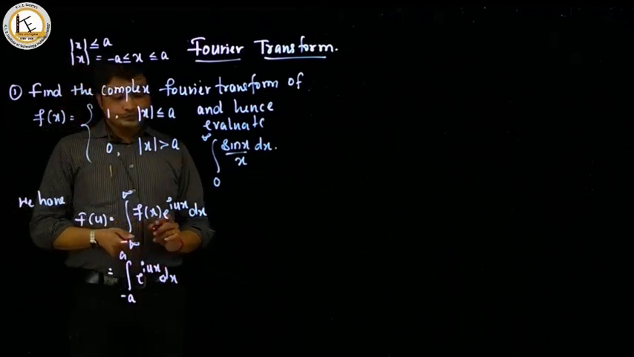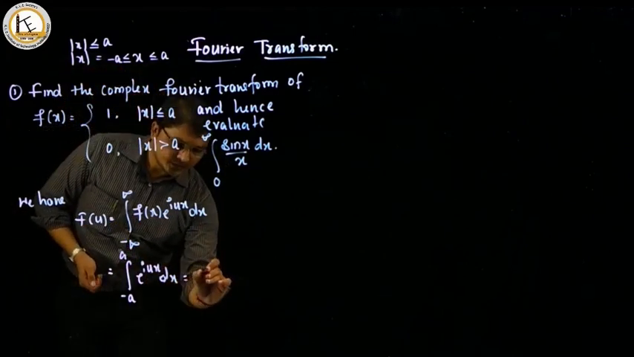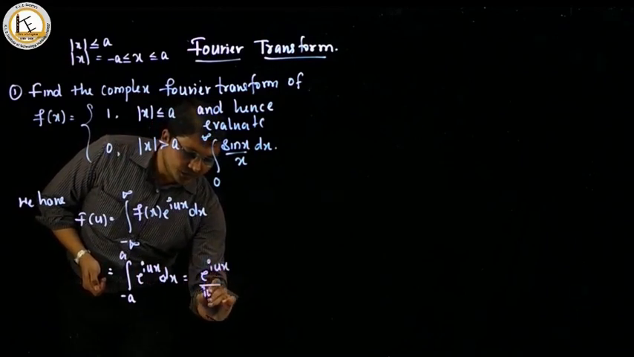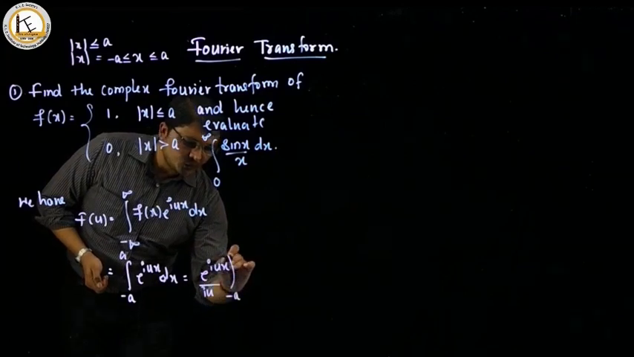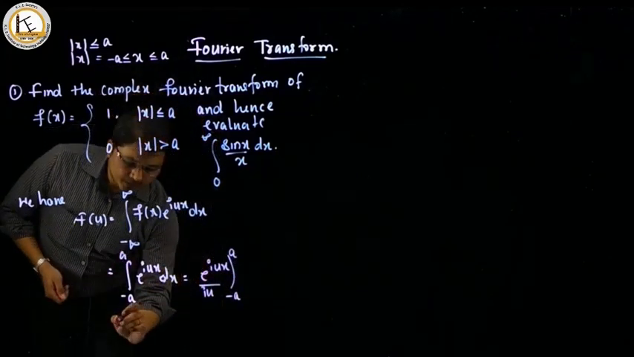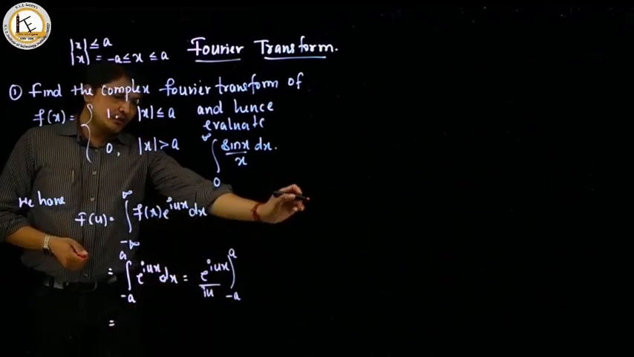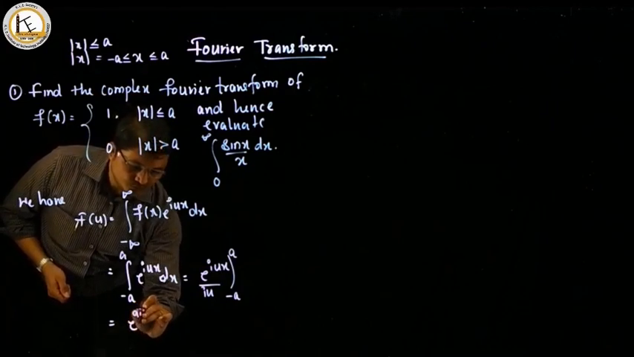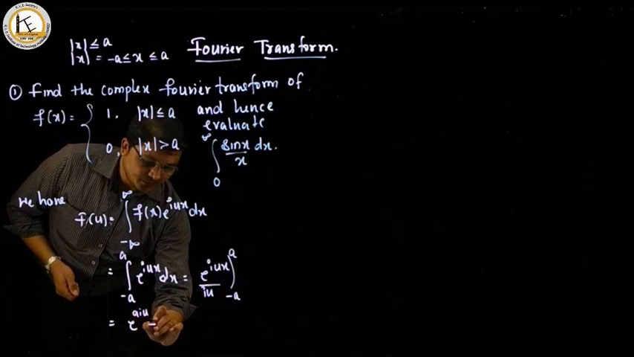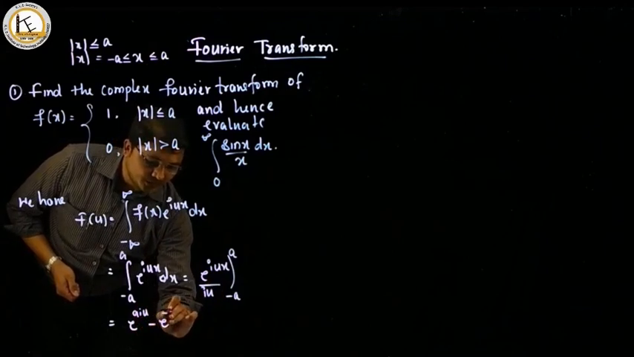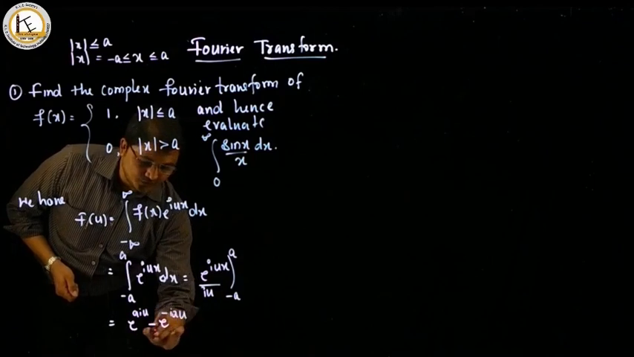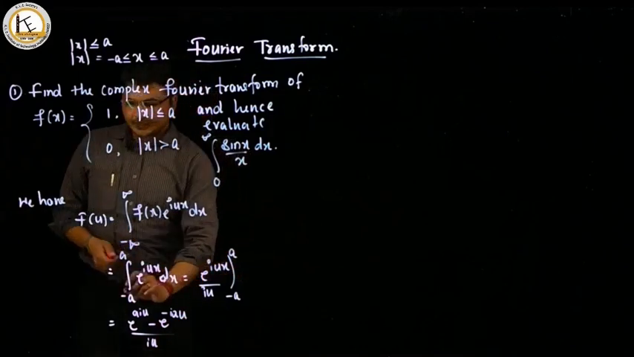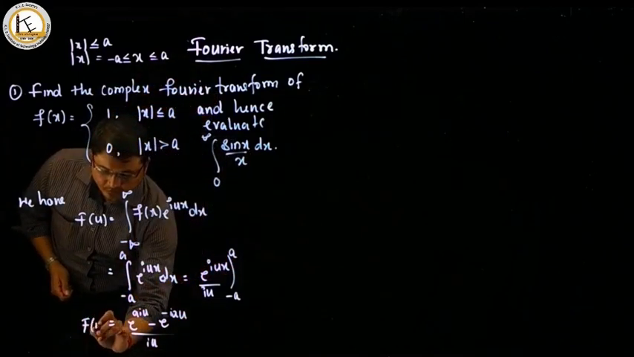Now we need to integrate this, and we get here the integration of e raised to i u x is e raised to i u x divided by i u, applying the limits minus a to plus a. Applying the upper limit first, then minus of the lower limit, we have e raised to i a u, and minus of e raised to minus i a u, divided by i u. So this is nothing but f of u here.